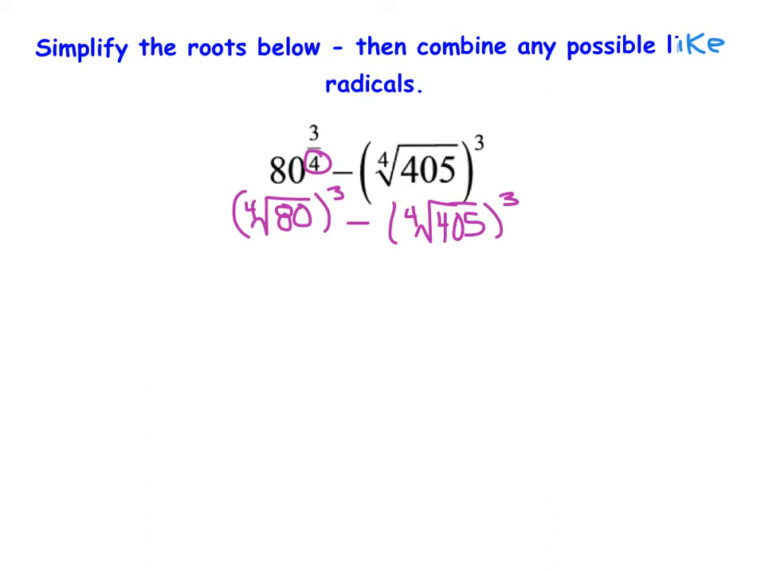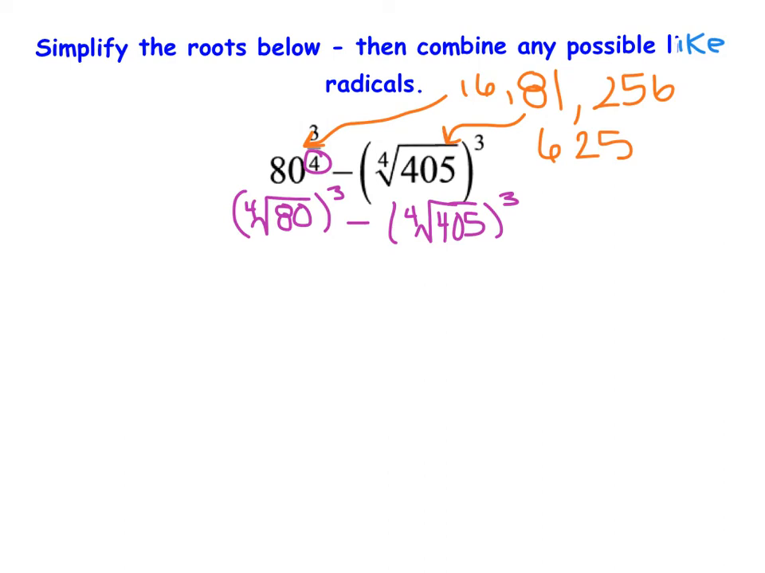So I know that 2 to the fourth is 16. I know that 3 to the fourth is 81. I know that 4 to the fourth is 256. And I know 5 to the fourth is 625. So I don't have a lot of options for what I can try to divide these by. And if I try to divide them out, what I find is that 80 is divisible by 16, and 405 is divisible by 81. So I'm going to be using a different fourth root for each of them, but it's not going to change the fact that I'm looking for like roots.